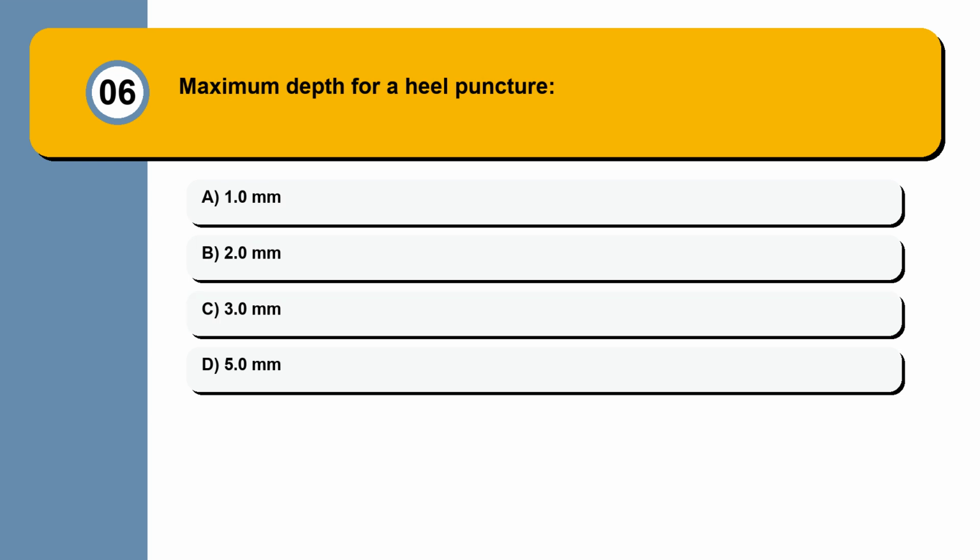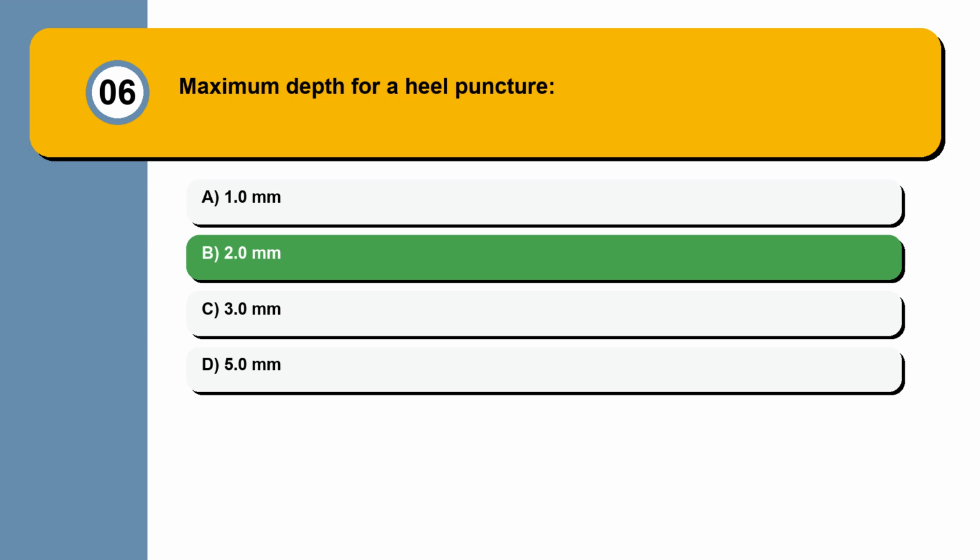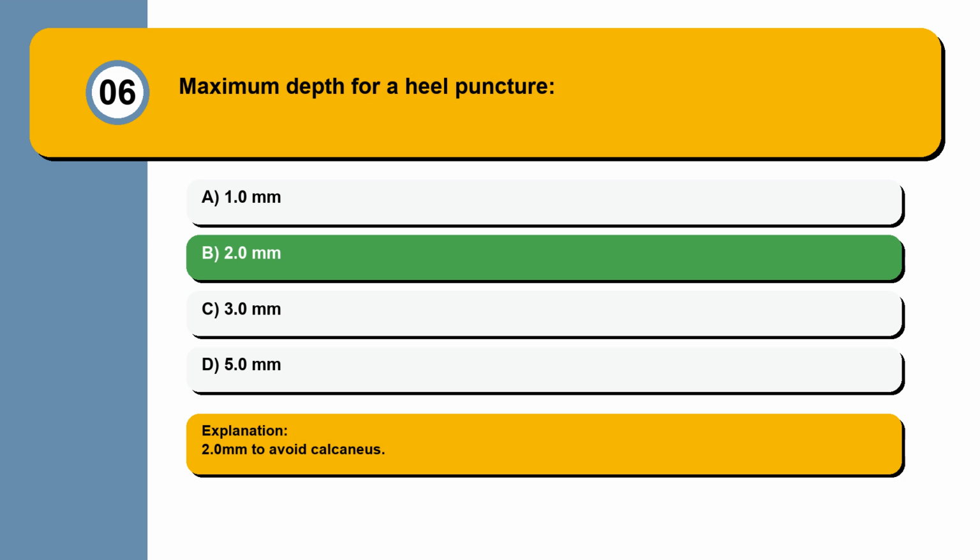Question 6. Maximum depth for a heel puncture. 1 mm, 2.0 mm, 3.0 mm, 5.0 mm. 2.0 mm to avoid calcaneus.